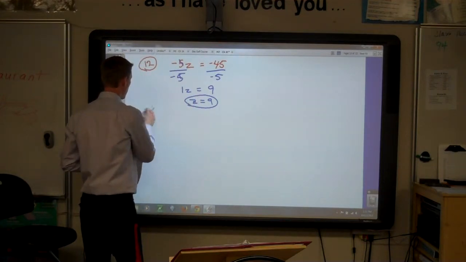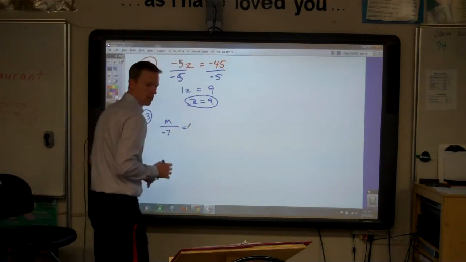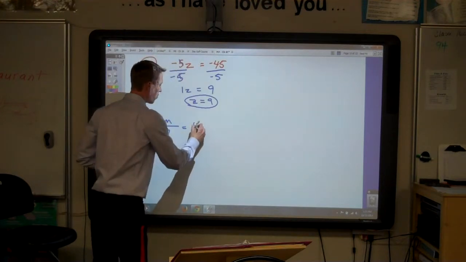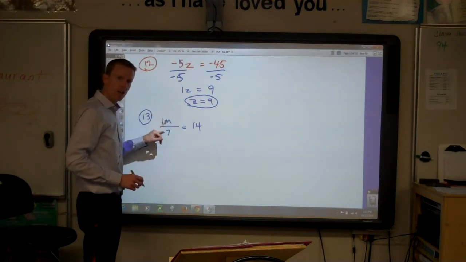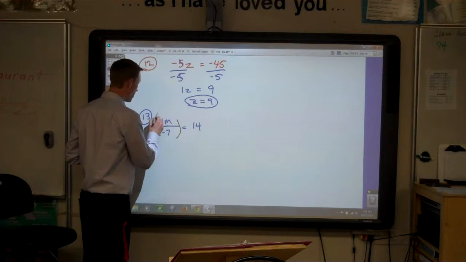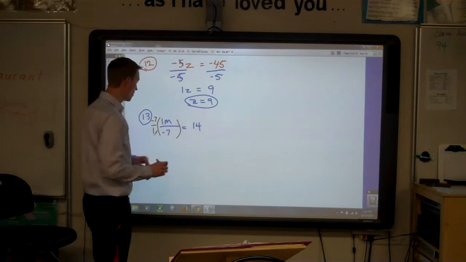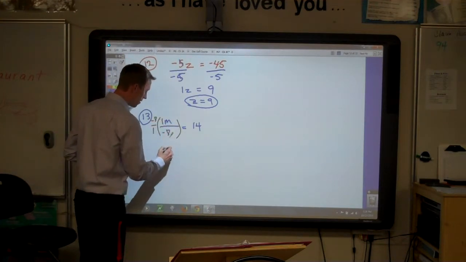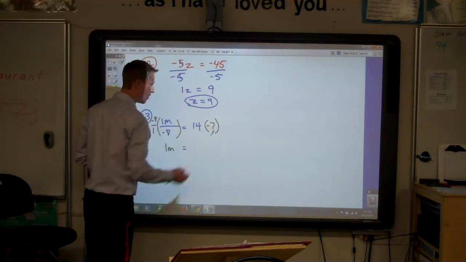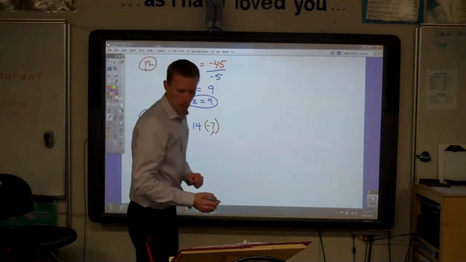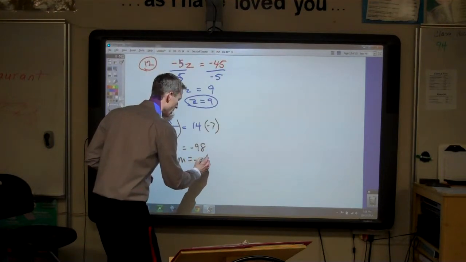And number 13. This is m over negative 7. That's m divided by negative 7 equals 14. This is division. The coefficient is 1 over negative 7, so we would multiply by negative 7 over 1. We have to multiply by a negative because the coefficient is negative, and we have to get positive 1m. Negative times negative is positive. Multiply by negative 7 on this side, and we get negative 98. M equals negative 98.